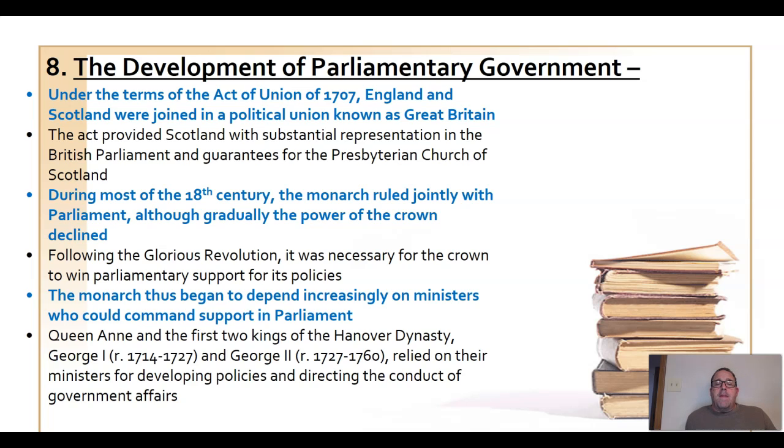And that is, over time, the balance that exists during the Glorious Revolution between Parliament and monarchy begins to change, and Parliament will become even more powerful, and so the power of the monarchy into the 18th century will continue to decline.